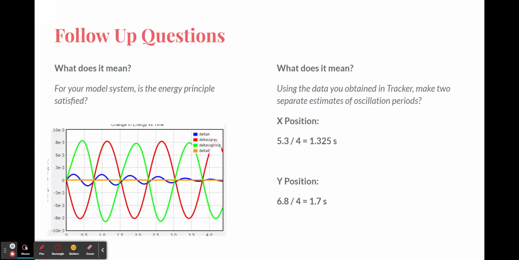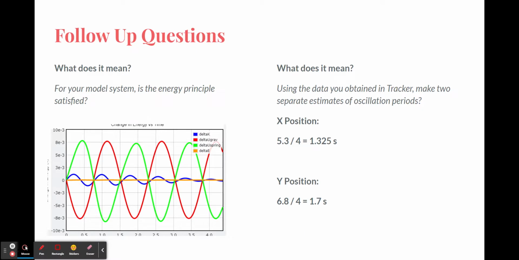So what does it mean? For your model system, is the energy principle satisfied? Well, the energy principle simply states that all energy and work should be equal to one another once complete, as energy is neither destroyed nor created. Now, this is shown by the flat orange line. Since it is flat and equal to zero, that means energy remains consistent throughout the equation and no energy interferes or is input into the system.